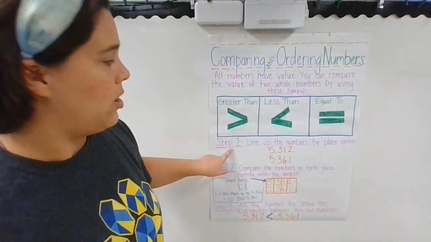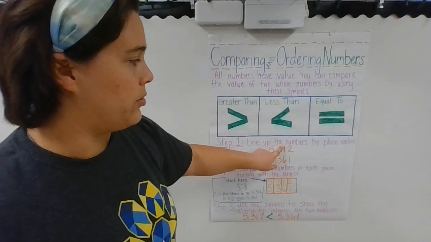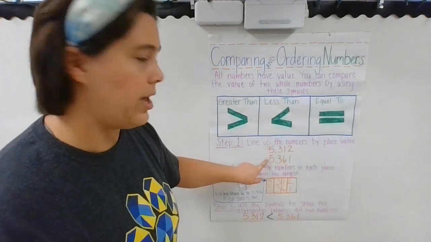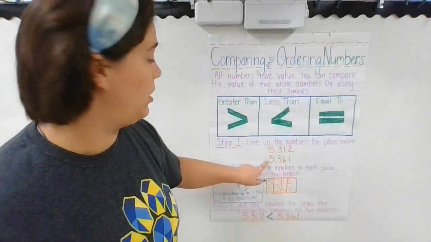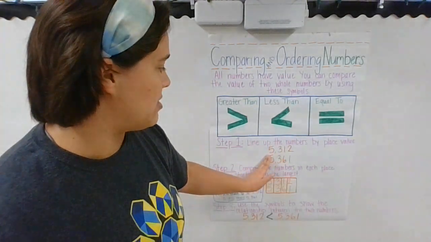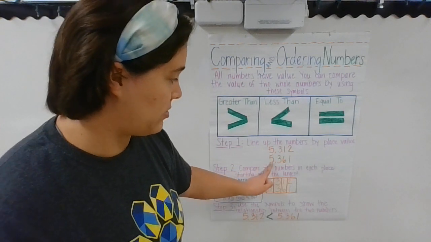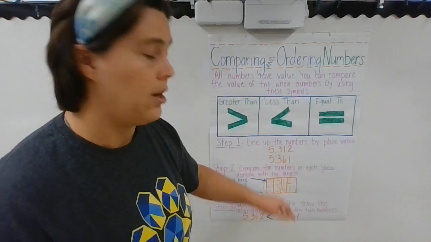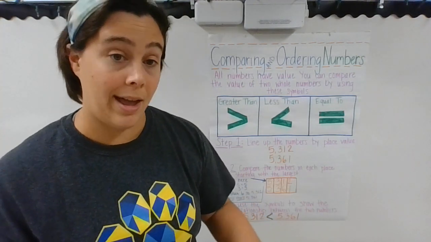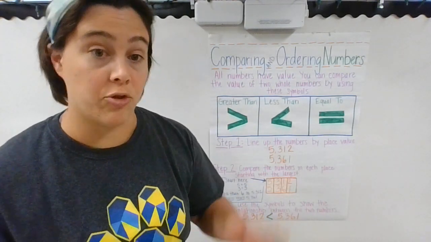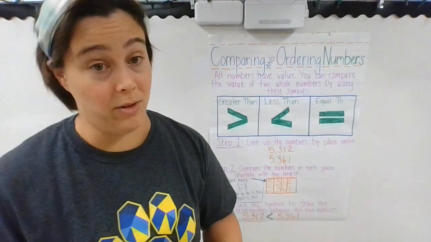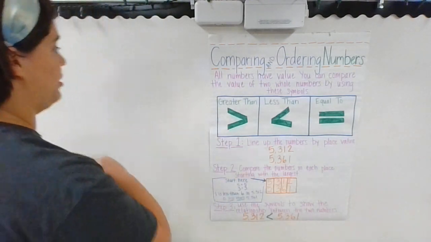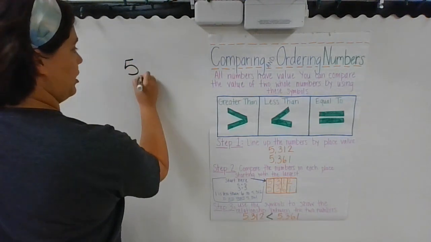Step 1, you are going to line up the numbers by place value. So right here, we have numbers in the thousands. So as you can see with this example, the thousands place are lining up, the hundreds, tens, and ones. This is a strategy that will help you when comparing and trying to order numbers to see which one is greater than or less. So I'm going to rewrite this over here so you can see it better. So they have it lined up.